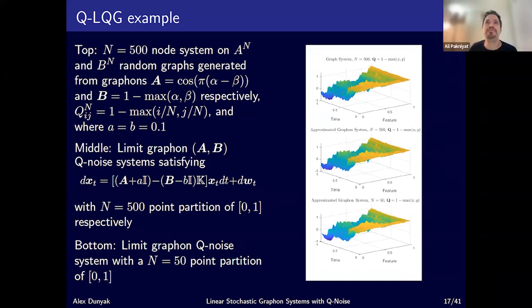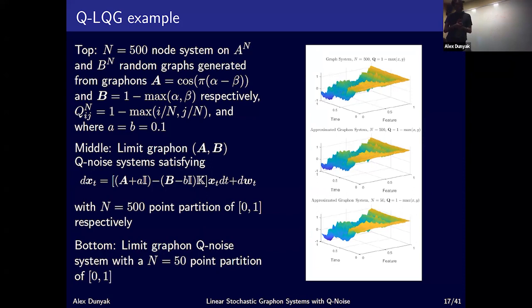So what's the vertical axis? Oh, the vertical axis here is just the state of the system for each node at each time. So the graph feature here corresponds to the designation of each node. Yes, each one of these pictures is a sample path.